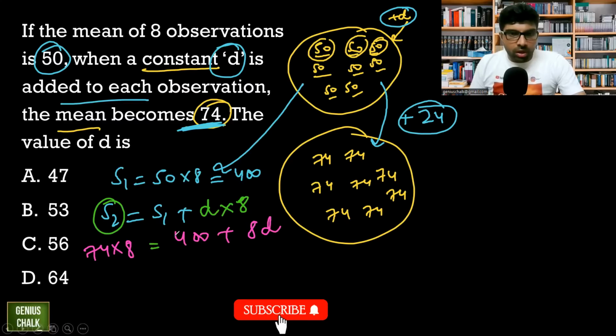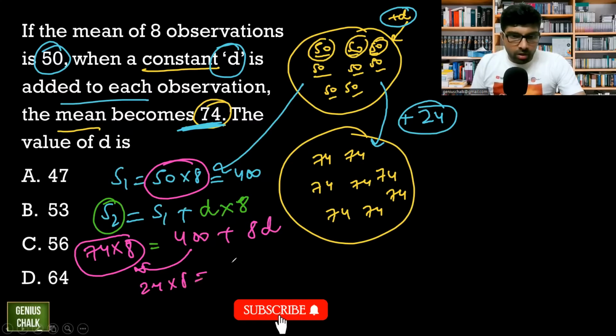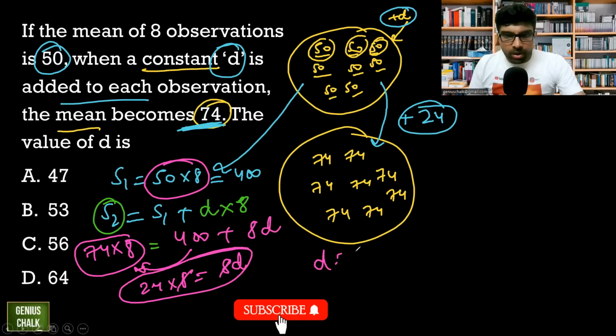You see, what is the difference here? It was 74 into 8. It was 50 into 8. So the difference is 24 into 8. That is 8D. So this D value has to be how much? It has to be 24. So what is my answer?